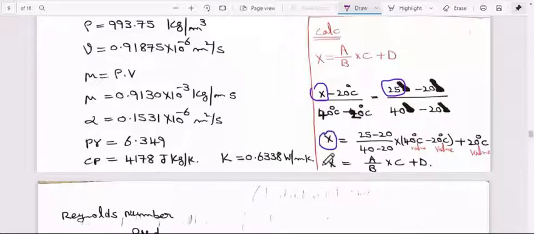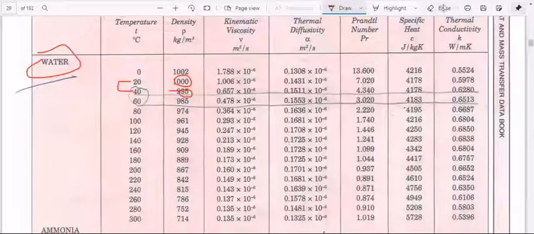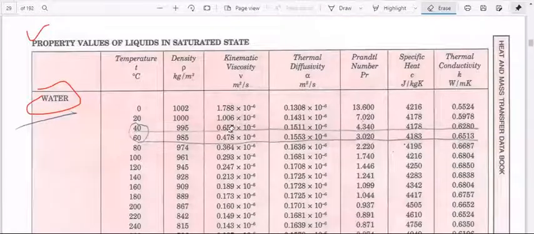unknown parameter formula. So here what is the x value? The density x value in between 40 to 20. So here 995 is the 40 degrees density value and 1000 is the 20 degrees density value. So at 25 degrees, the density value is 993.75 kg per meter cube. We need to calculate each and every value with the help of the interpolation functions.